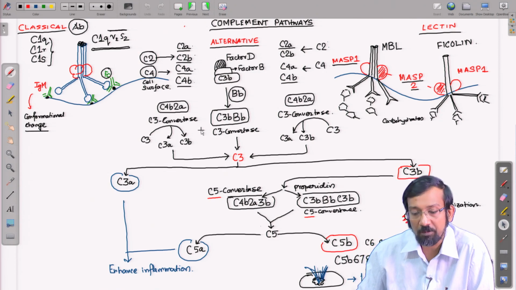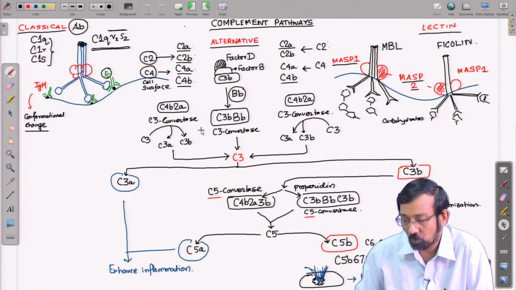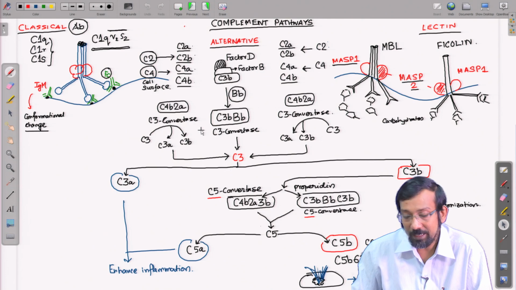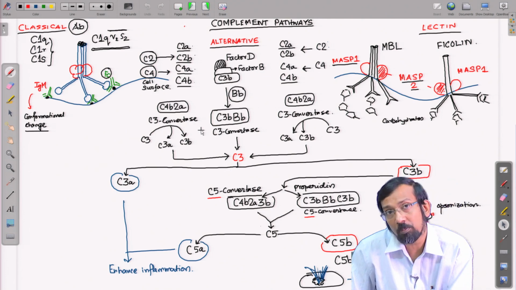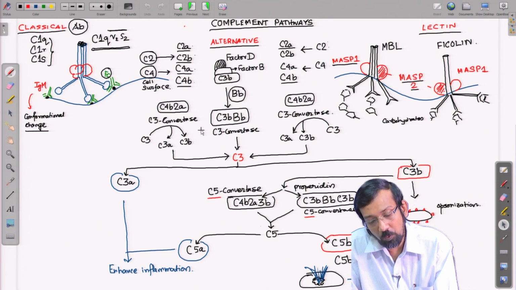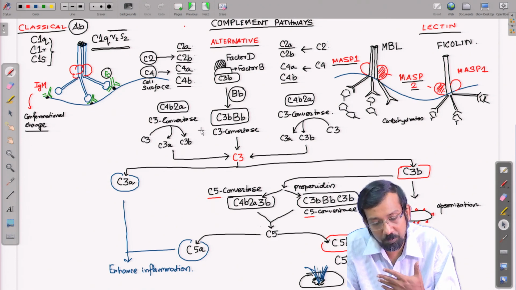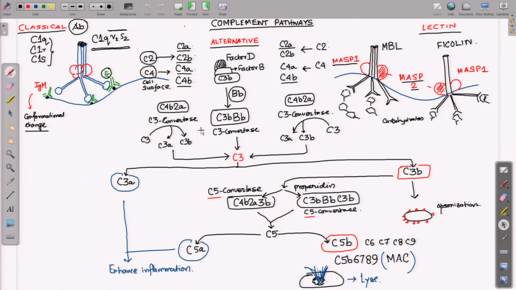Once C3b is available, it can perform its function in two ways. One is directly, another is in association with other complement proteins. In the presence of C4b2a, one of the C3 convertases, it can associate with it and produce another convertase known as C4b2a3b, which is a C5 convertase. It converts C5 to C5a and C5b, the two cleavage products of C5.